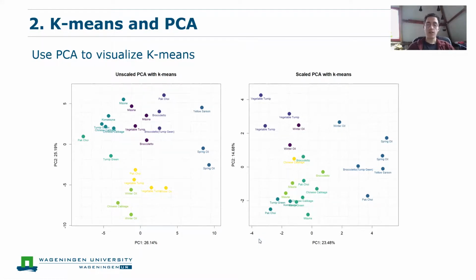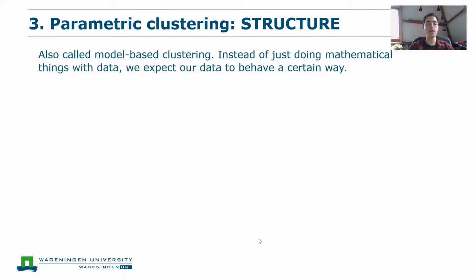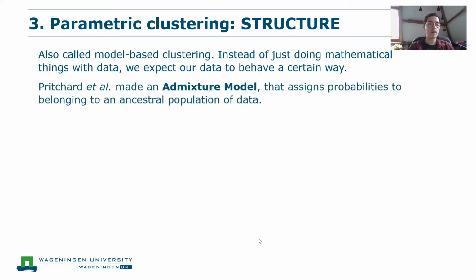With that, we finish non-parametric clustering, and we go to parametric clustering. We're going to talk about a model that is generally known as structure. Parametric clustering is just model-based clustering, and instead of just doing mathematical things with the data, we create a model that explains how our data was created.